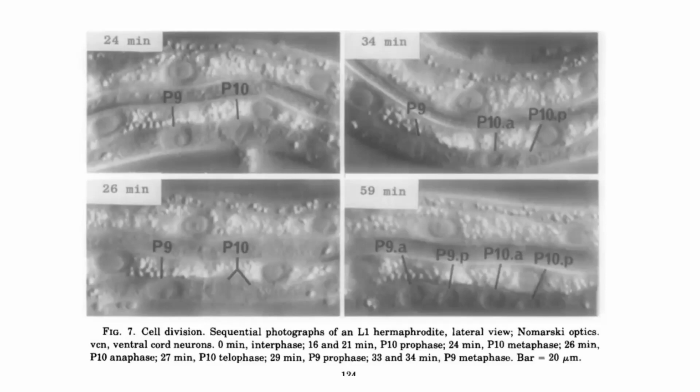They start at the L1 stage. I think there's something like 500 cells that divide out to 959. So, I mean, it just boggles my mind that somebody could have the patience to do that kind of work.